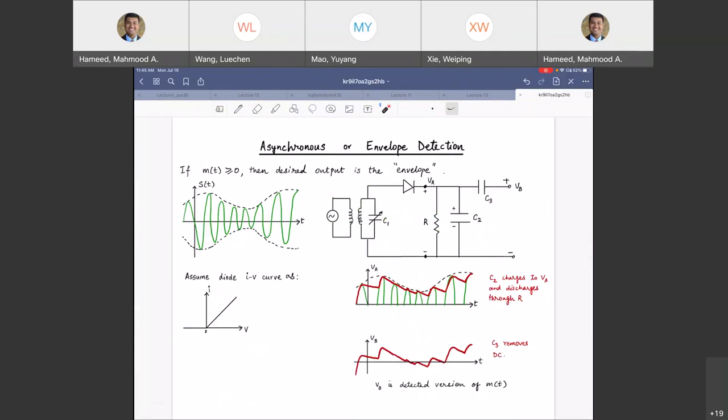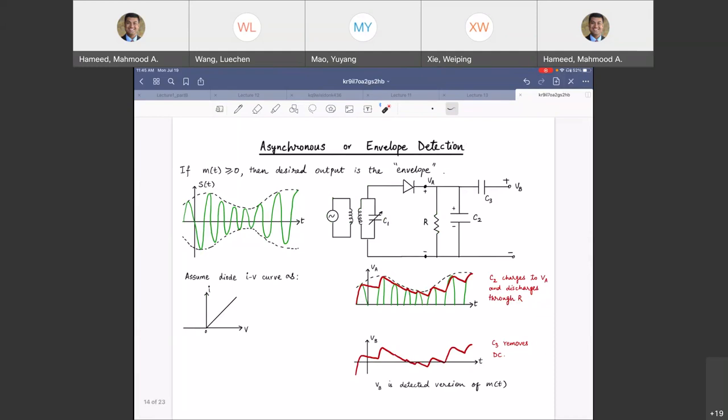All right, so let's see. That's what we are trying to look at next. So synchronous detection works really well, but there are a few problems. One, complicated receiver: needs a phase lock loop, needs a local oscillator, needs a multiplier, which is adding to the noise floor. So let's take a look at asynchronous or envelope detection.